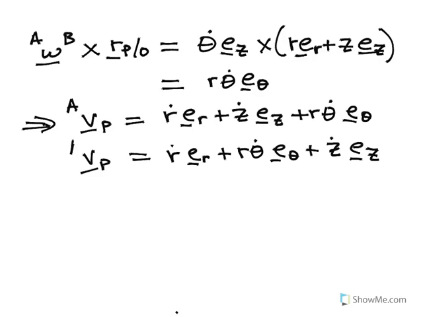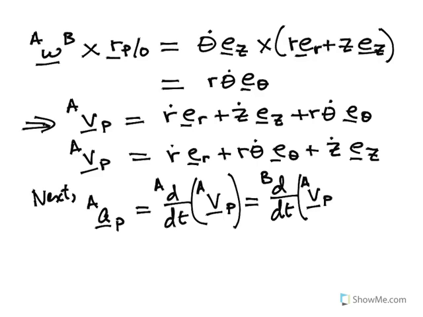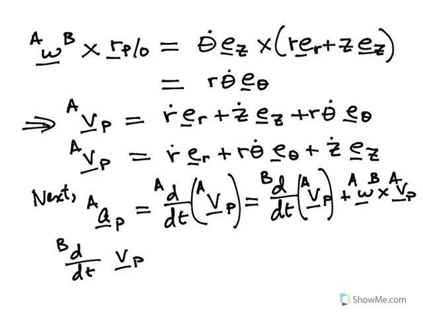Now, we're going to compute the acceleration. The acceleration of P in A is equal to the rate of change in frame A of the velocity of P in A. Again, we use the same argument we did on the position. Notice that this velocity is expressed in a basis that's fixed in reference frame B, but we want the rate of change in frame A. So this is equal to d dt in B of vPA plus the angular velocity of B in A crossed with vPA.